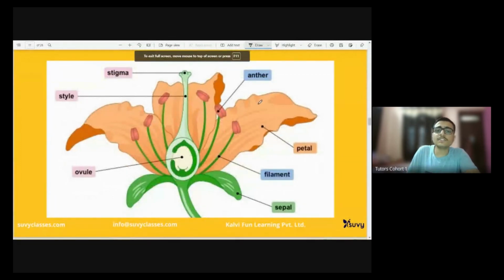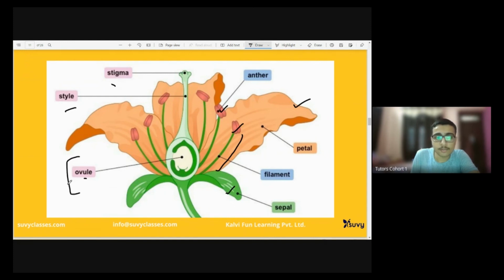Discussing the structure of the flower, we have just now seen that this part is known as the stamen, which has two components, filaments and anthers. Then we have petals in a flower. We have sepals. Talking about the pistil part, it's stigma, style, and ovule. Actually this is mentioned as ovule, but it is collectively termed as ovary. Inside ovary, we have ovules, right?